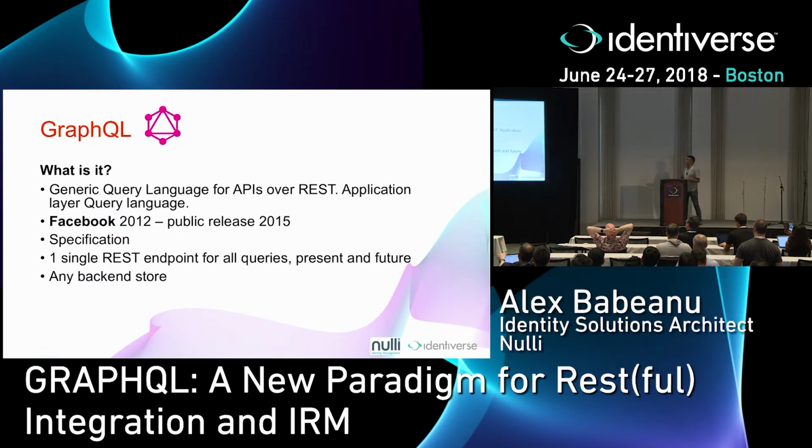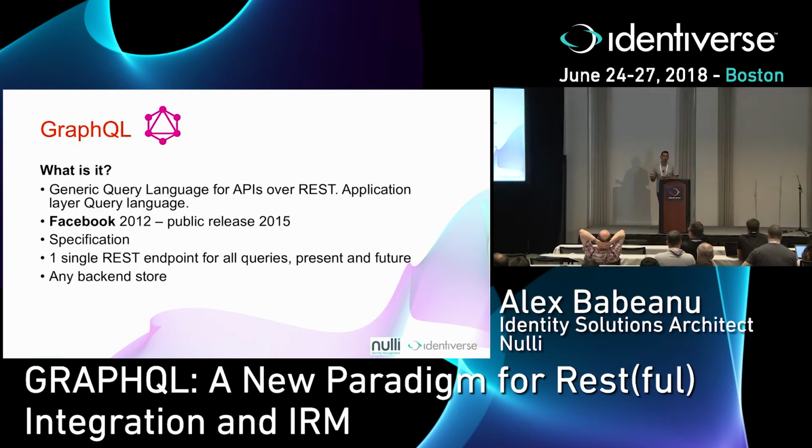So what is GraphQL? Well, it's a generic query language over REST. So it's an application layer query language. It was created by Facebook in 2012 and released to the public in 2015. And it's a specification, like OAuth and OIDC. That means you can read it and you can implement your own version of that if you wanted. So it's pretty much technology agnostic. What it supports is one single REST endpoint for all your queries, present or future. Isn't that cool? And of course, it could work, as I mentioned, with any database backend. Not only graph databases, but also SQL if you so wanted. But we believe it's better suited for graphs, of course.